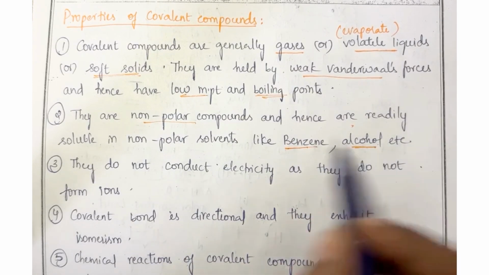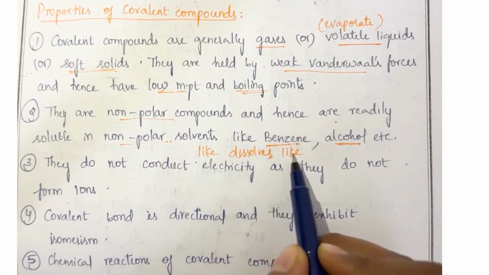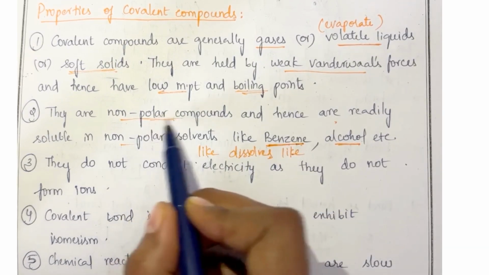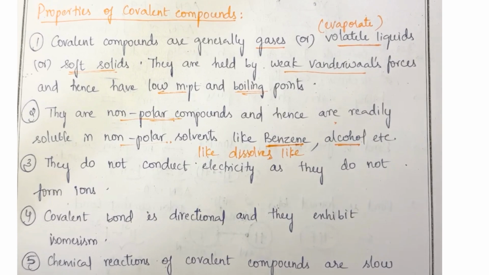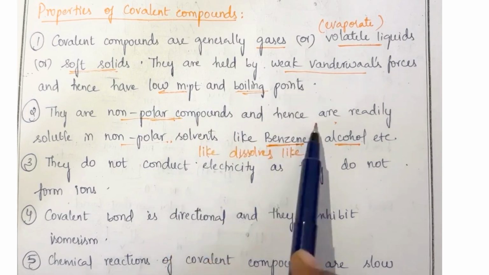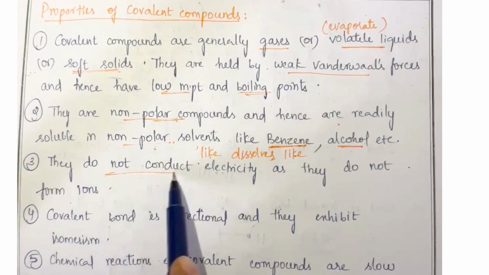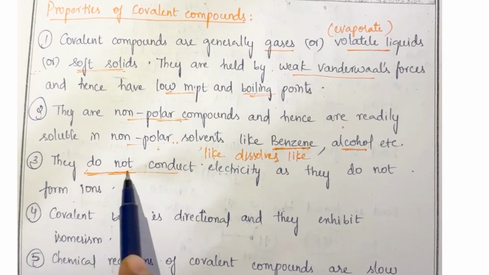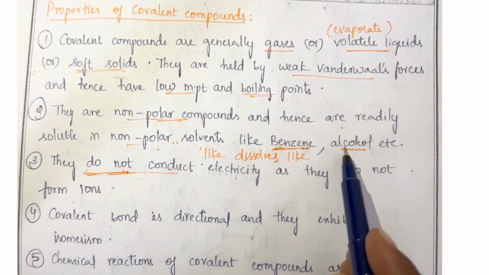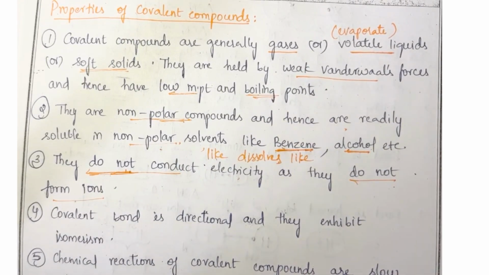Benzene and alcohol are non-polar solvents. There's a saying that like dissolves like. So the medium that you are using and the substance that you are dissolving should have the same properties, then the solubility will be greater. So non-polar compounds will be readily soluble in the non-polar solvents. And these covalent compounds do not conduct, this point is very important, do not conduct any electricity, because when they are dissolved in benzene or alcohol, they do not form any ions and hence they do not conduct electricity.